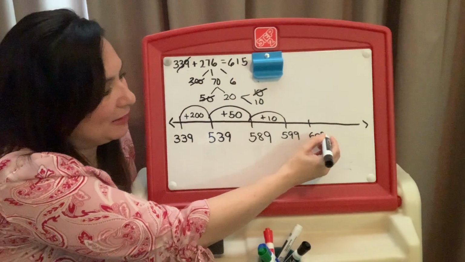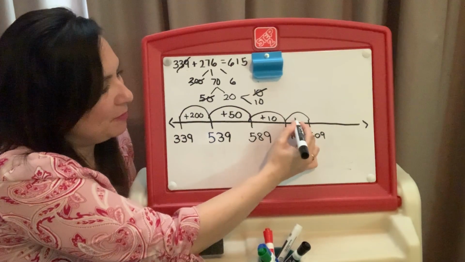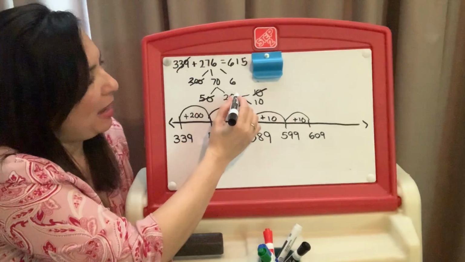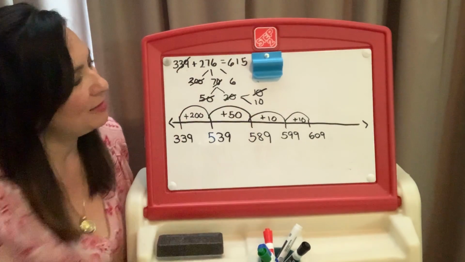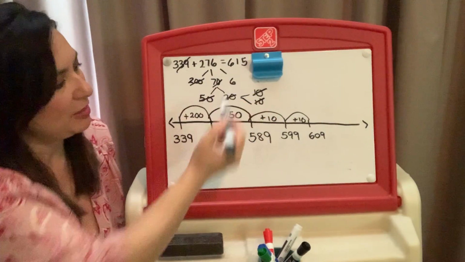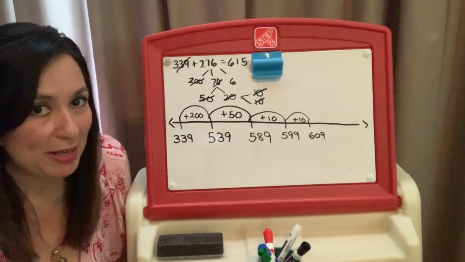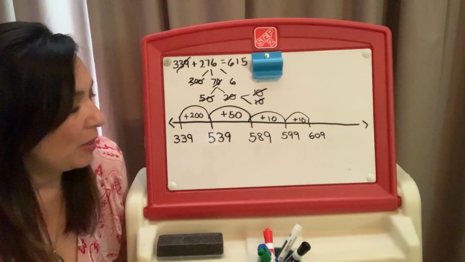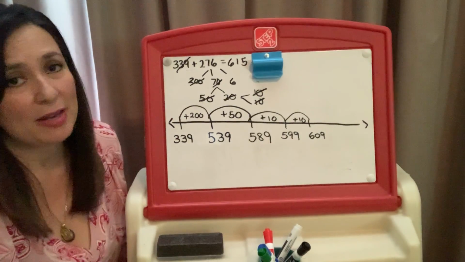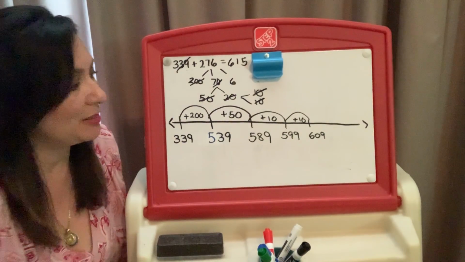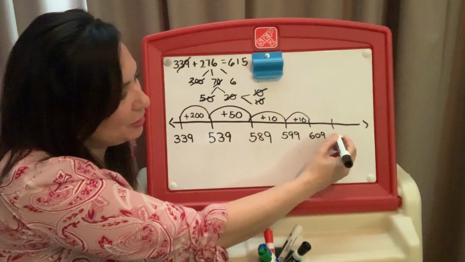609. And I'll draw my plus 10. Now I've added 70. All I have left to add is 6. I'm going to bridge to 10 right here. So if I'm at 609, I know the very next 10 is 610. So I'll go ahead and position it.